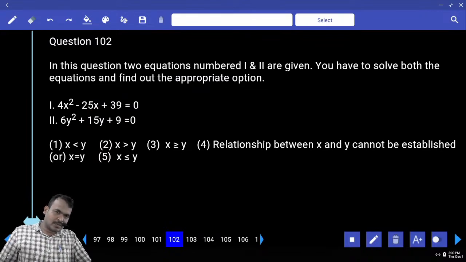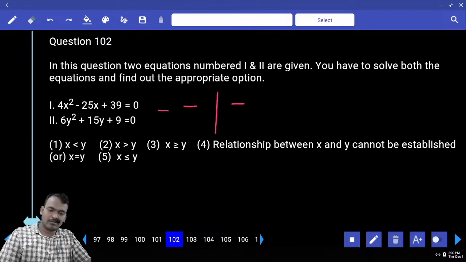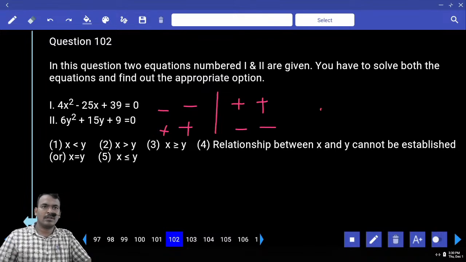First equation: product value positive, sum is negative, initial roots are negative, final roots are positive. Second equation: initial roots are positive, final roots are negative or not? What is the answer? X is greater than y.